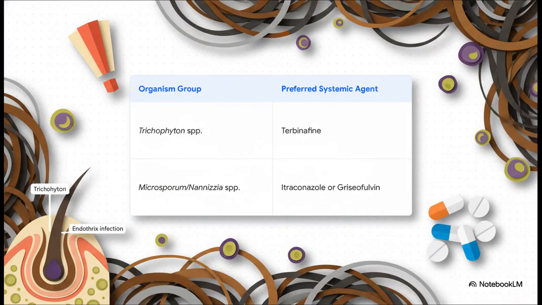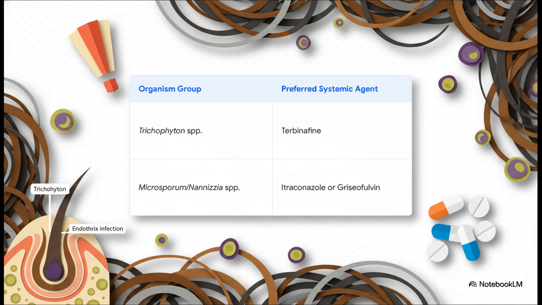Okay, if there's one thing you take away from the treatment section, it's this table right here. This is the decision point. It's pretty straightforward, actually. If you're dealing with a Trichophyton species, remember, that's our endothrix pattern, you're reaching for terbinafine. It's your first-line go-to agent. On the flip side, for Microsporum or Nannizzia, the choice is different.